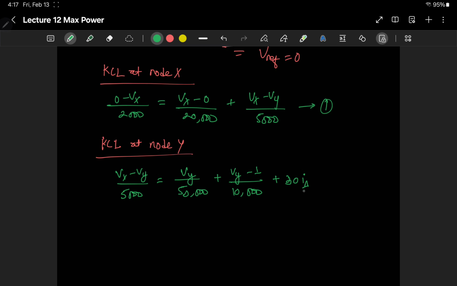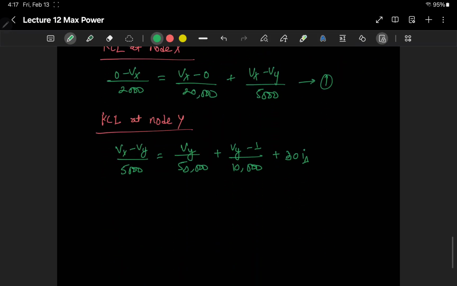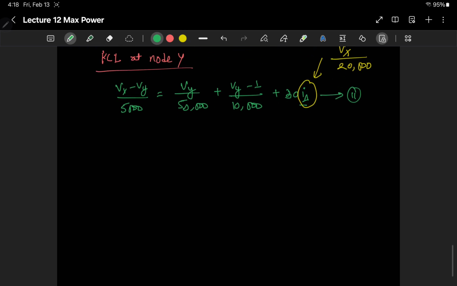And we know this I delta comes from this part of the circuit, right? So that is basically Vx minus 0 divided by 20,000. So if we replace that, then we have two equations and two unknowns, right? This is the second equation. I delta is basically Vx divided by 20,000. If you replace that, you have Vx and Vy, and you can easily solve this. I'll leave it up to you to go ahead and get the values of Vx and Vy.